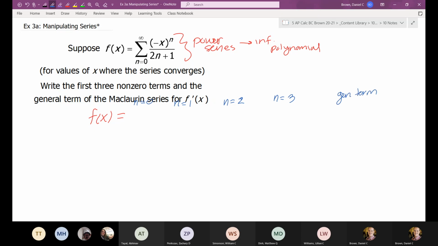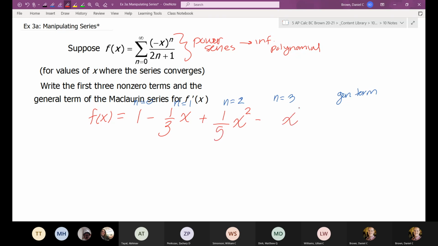So when n is equal to 0, plugging that in, anything to the 0th power is 1. 2 times 0 plus 1 is 1. Plugging in 1 now, I have negative x to the first power, so it's going to be negative x. 2 times 1, 2 plus 1 is 3. So that would be the second term. Again, I just keep repeating it, plugging in the 2. The x becomes x squared and positive. And then my denominator, that's going to be 4 plus 1, 5.